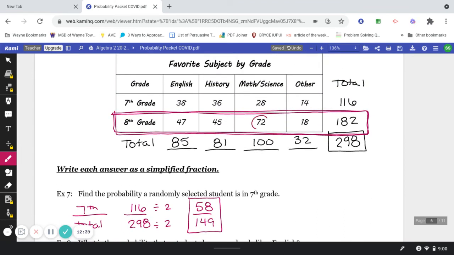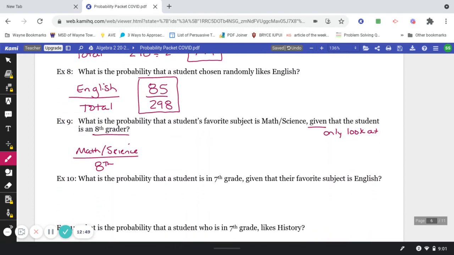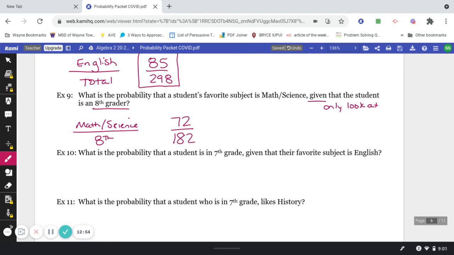So math and science would be right here. Only looking at the 8th graders, 182 for a total. 72 out of 182. I notice those are both even numbers, so I'm going to divide by 2 to reduce it. 72 divided by 2 is 36. 182, I'll type that into my calculator, divided by 2, gets me 91. That's as reduced as it'll go.